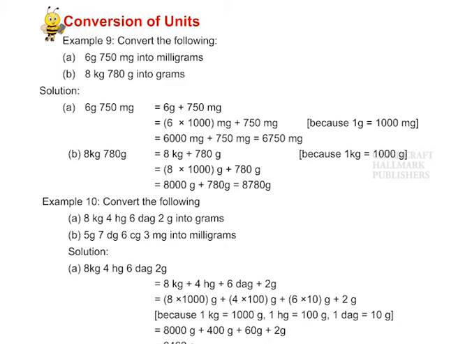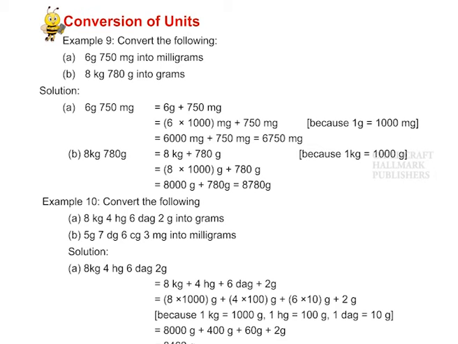Example 10. Convert the following: A. 8 kilograms 4 hectograms, 6 decagrams 2 grams into grams. B. 5 grams 7 decigrams, 6 centigrams, 3 milligrams into milligrams.